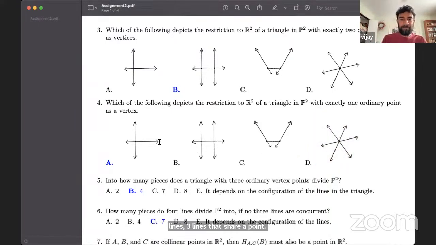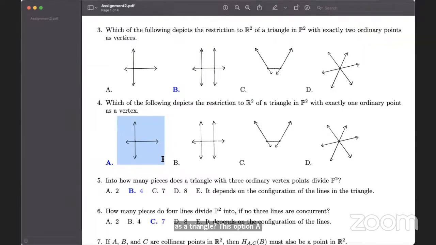So that leaves option A, and option A, notice, is this a triangle? Maybe that's a bit harder to see, because we're not seeing 3 lines, we're only seeing 2 lines here. But remember, we're looking at the restriction of a triangle in P2 into the ordinary plane R2. So how can we think of this as a triangle? This option A.